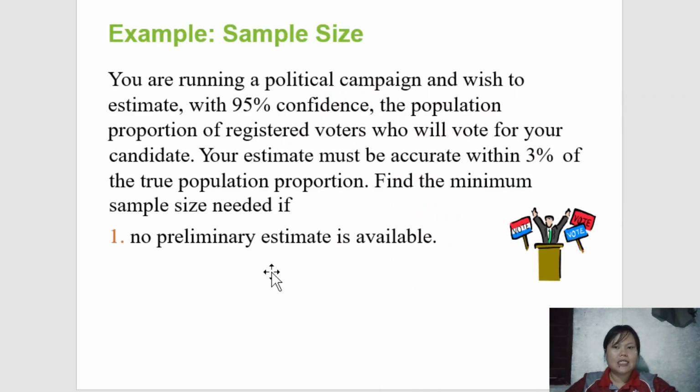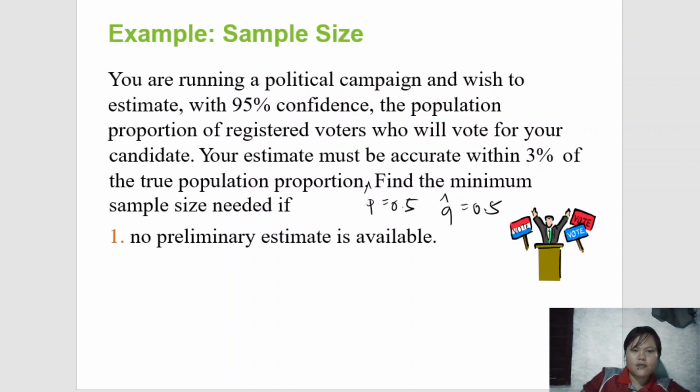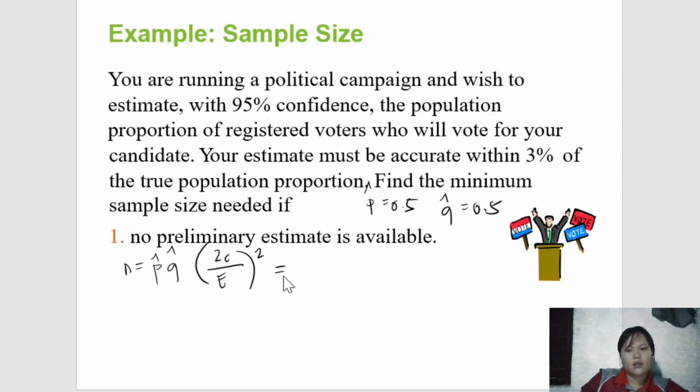For example, you're running a political campaign and wish to estimate with 95% confidence the population proportion of registered voters who will vote for your candidate. Your estimate must be within 3% of the true population proportion. Find the minimum sample size needed if no preliminary estimate is available. Since there is no preliminary estimate, P hat is 0.5 and Q hat is 0.5. Let's solve for n. What formula did we use earlier? Sorry, it hung. So n is equal to P hat Q hat multiplied by Z sub C over E, squared, if I remember it right.